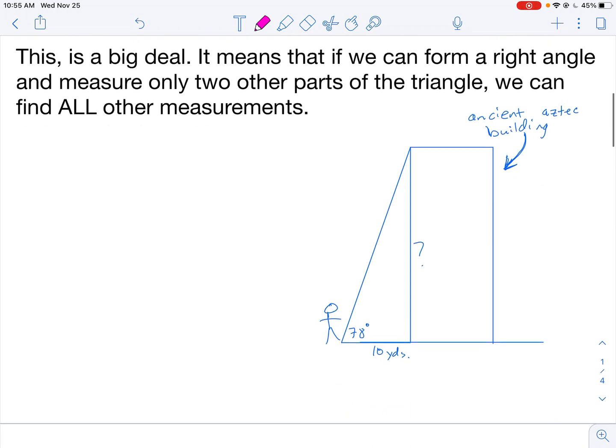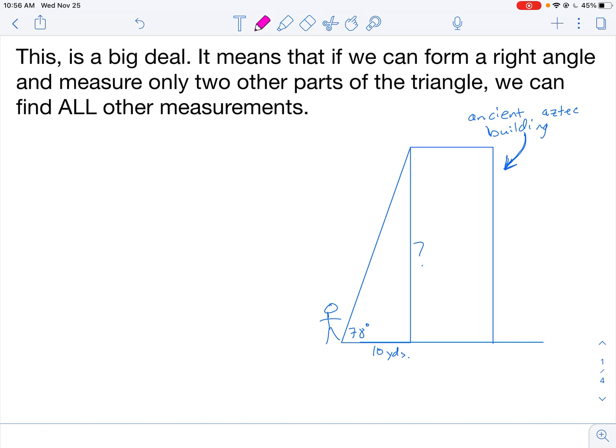And this is a really big deal. It actually makes it so you can measure things that are really hard to measure. So let's say you're exploring Central America and you find an ancient Aztec building. Is it Aztecs? Or was that Meso? Anyway, south of us, you find an ancient Aztec building. You want to find how tall it is.